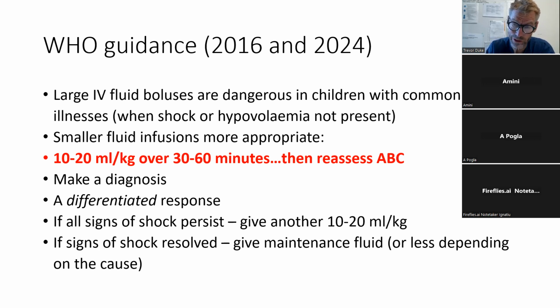If they don't fulfill the criteria for shock, then just give them the normal fluid that you would give them, their normal maintenance fluid. Assess their hydration state and give them their normal maintenance fluid. But if they do fulfill the criteria for shock, that is, they've got cold hands, poor volume pulses, a prolonged capillary refill, hypotension, then give them 10 to 20 mils per kilo of fluid over 30 to 60 minutes, and then reassess their airway, breathing, and circulation.